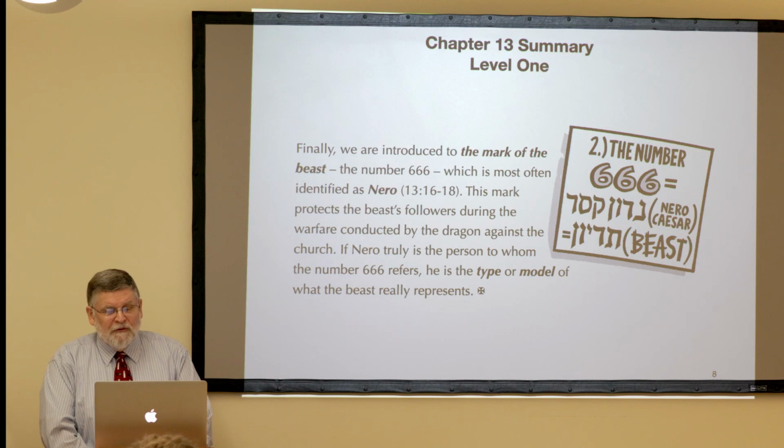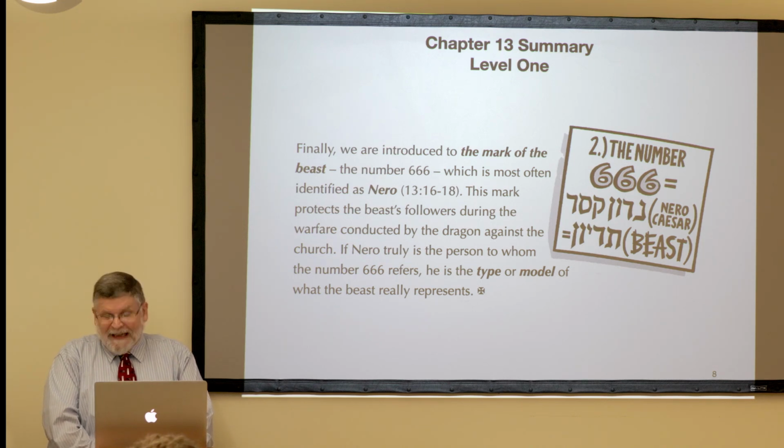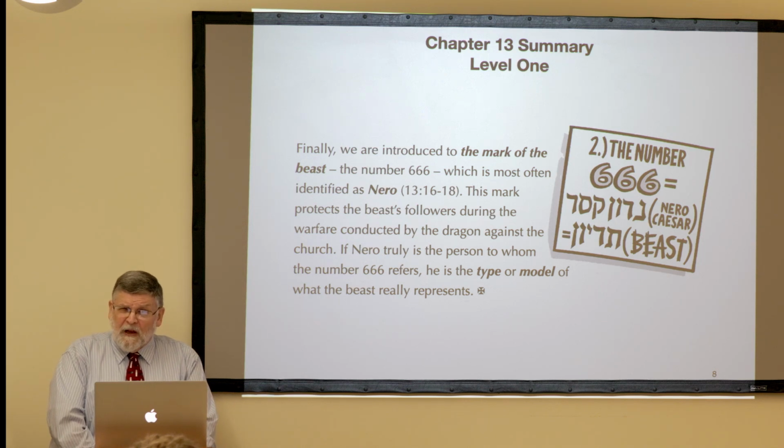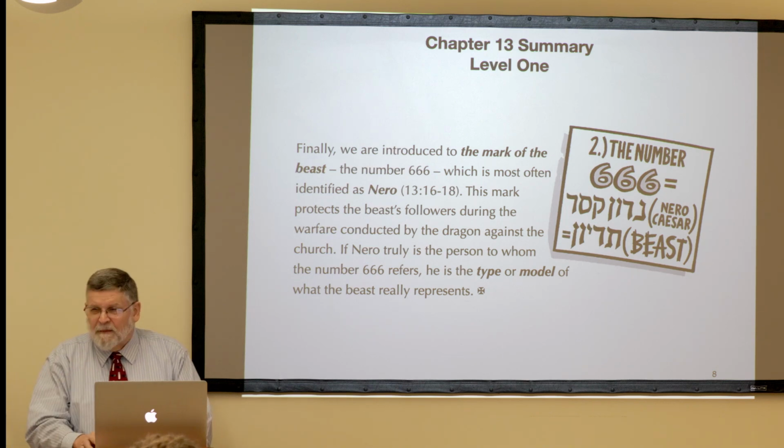Finally, we are introduced to the mark of the beast, number 666, which is most often identified with Nero. We'll get to why it's identified with him. The mark protects the beast's followers during the warfare conducted by the dragon against the church. If Nero truly is the person to whom the number 666 refers, he is a type. This is typological stuff. We talked about that last time, or model of what the beast really represents. We'll get back to him.